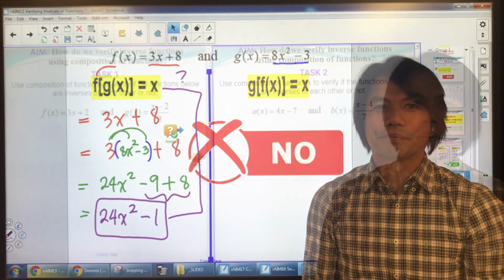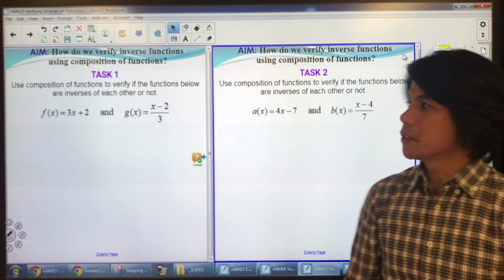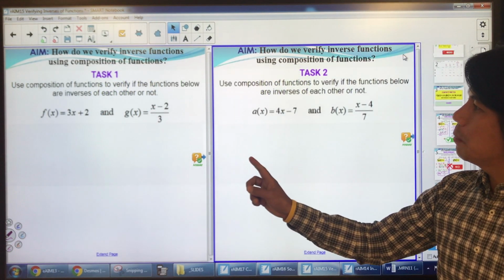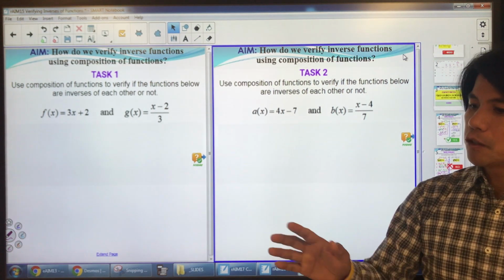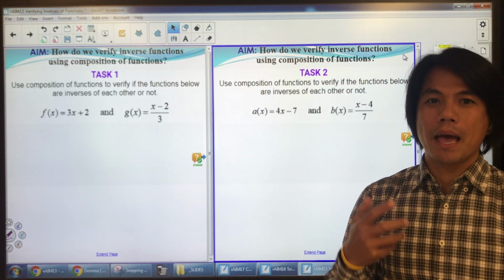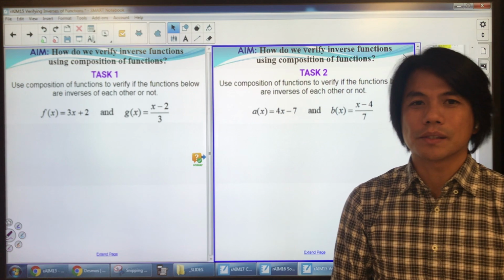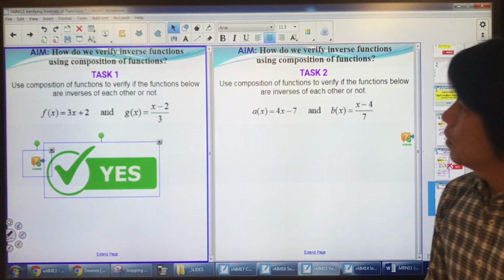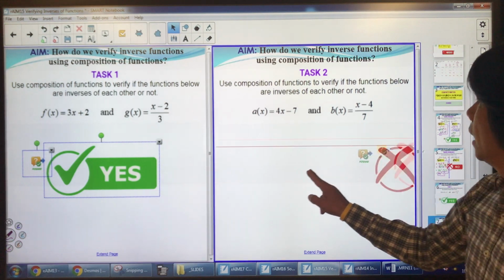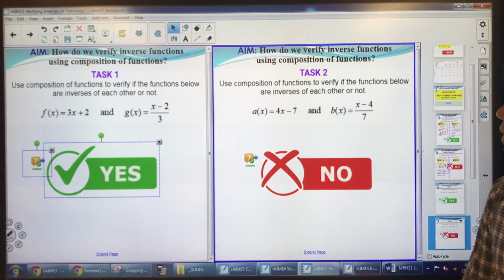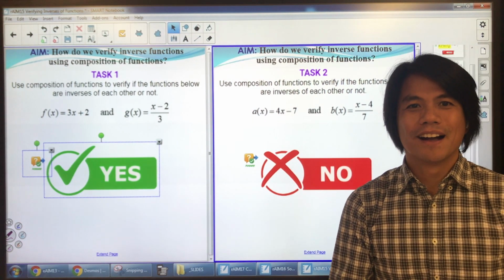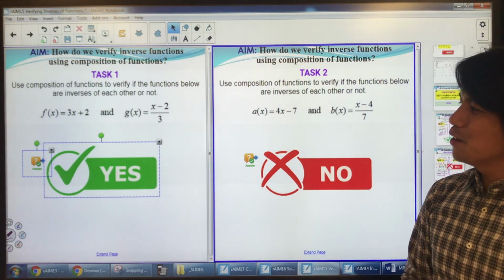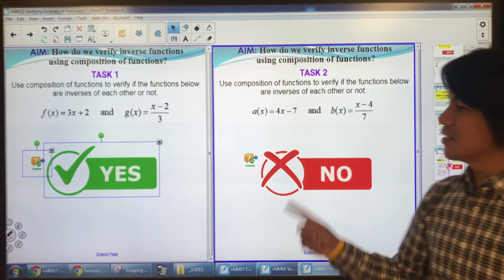There you have it. Now it's your turn to practice. Go ahead and complete these two problems. Be sure to pause your video while you're doing it. Come back once you're done to check your answers. And the answers are yes for the first task and no for the second task. But again, you gotta show work, okay? It's not enough that you guess, oh, this is yes, this is no.